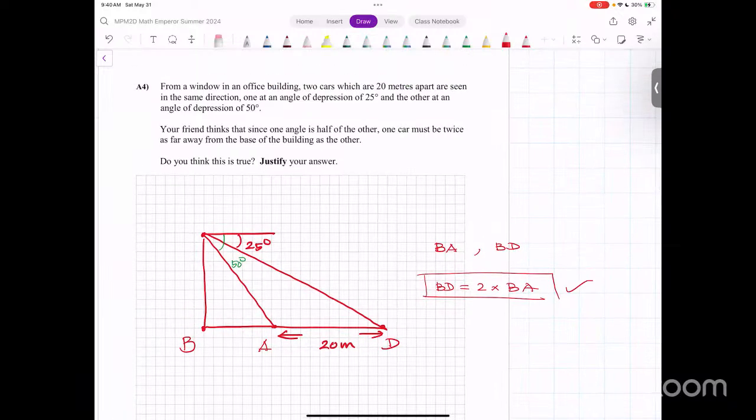So from a window in an office building, two cars which are 20 meters apart are seen in the same direction at an angle. We don't know any other information, we only know that. How do we do this? How are we going to find those distances? Let's call this E. How would you guys prove that? I'm leaving it for you, and when you get it done, let me know that you were able to prove it. If you get stuck, I have no clue, I'm not an engineer, let me know and I will show you what to do.